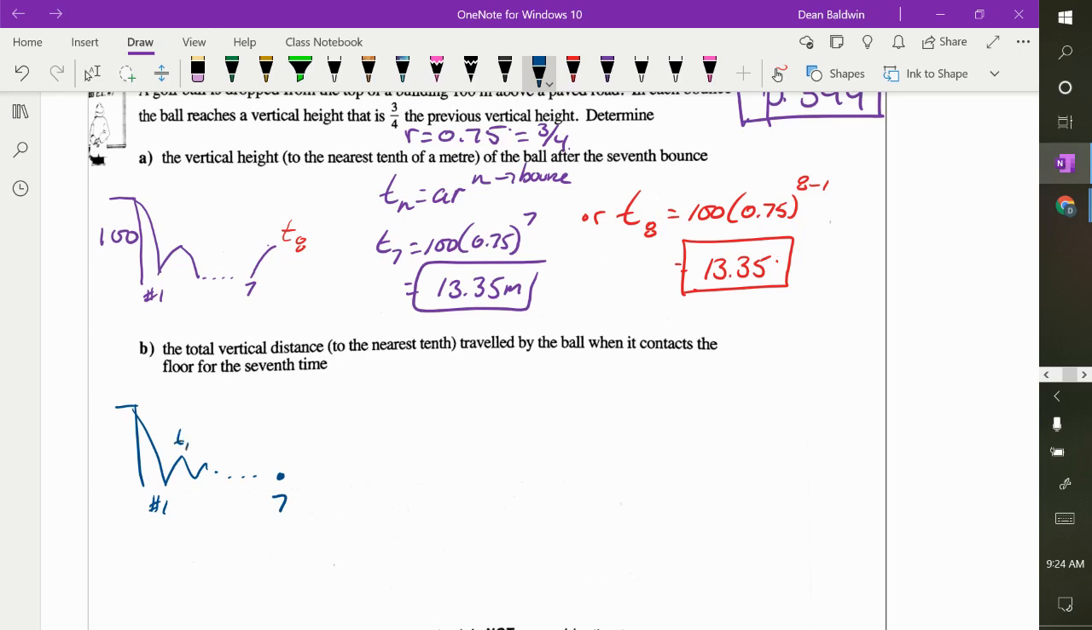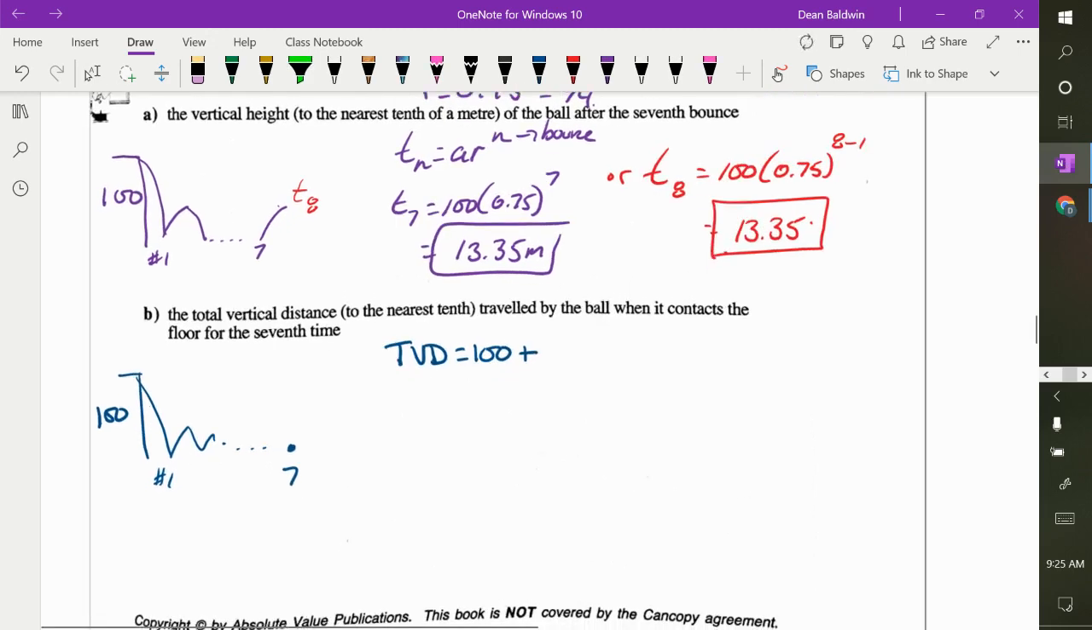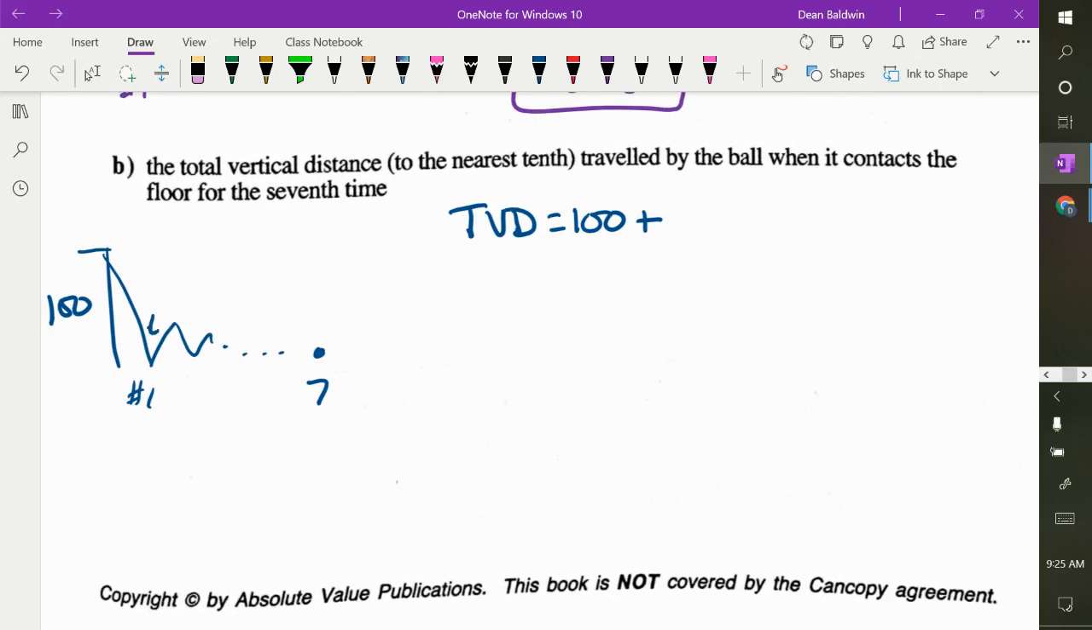So you bounce and then you come up and then you go down, right? In equal height. So the total vertical distance, and remember you drop it from a height of 100. So you have to count the 100 plus, and then let me zoom in here. It's going to be T1 coming up and T1 coming down, right? The height that it goes up is equal to the height that it falls. So it's going to be 2 T1s plus 2 T2s.